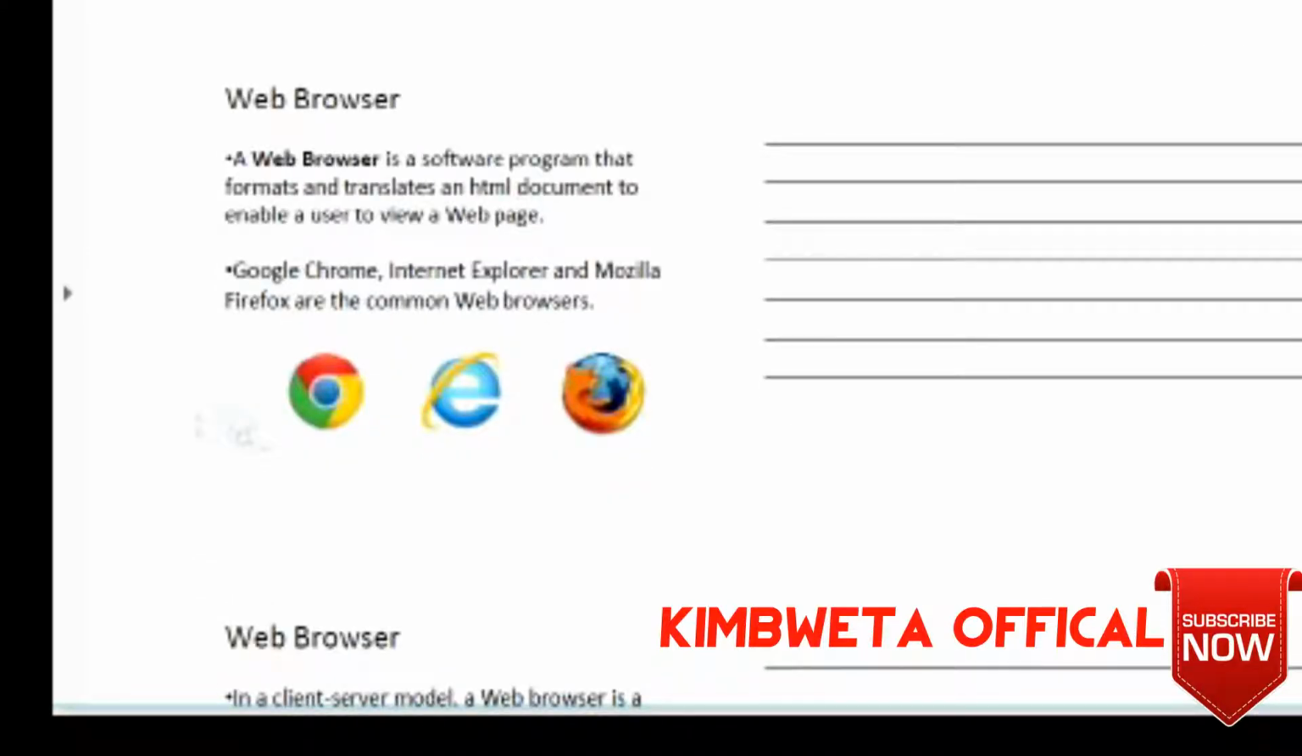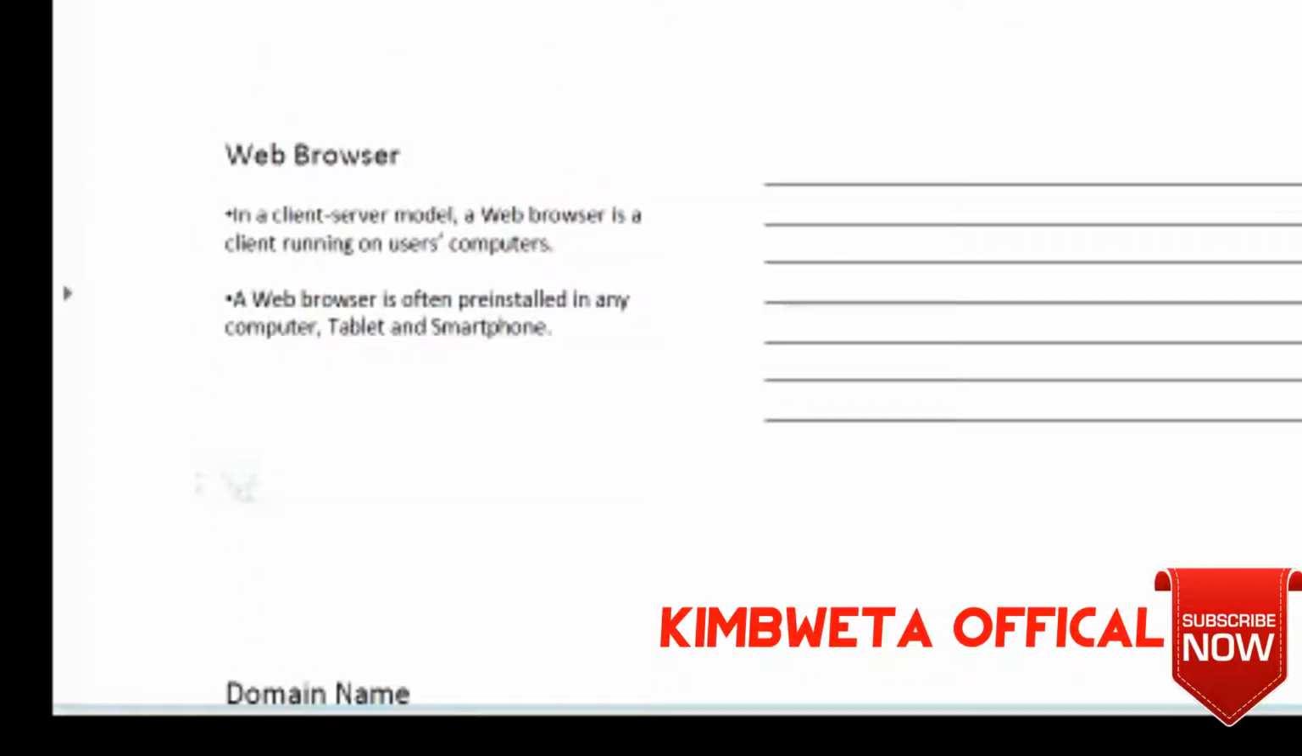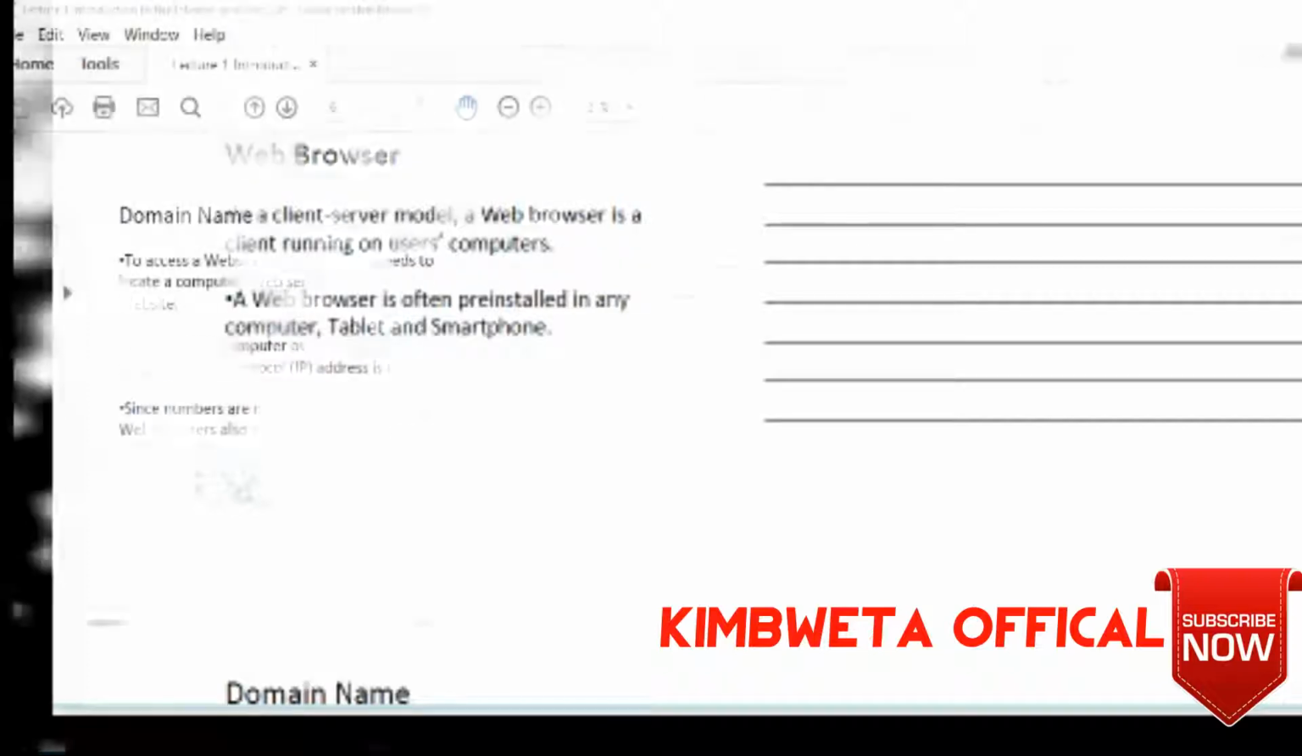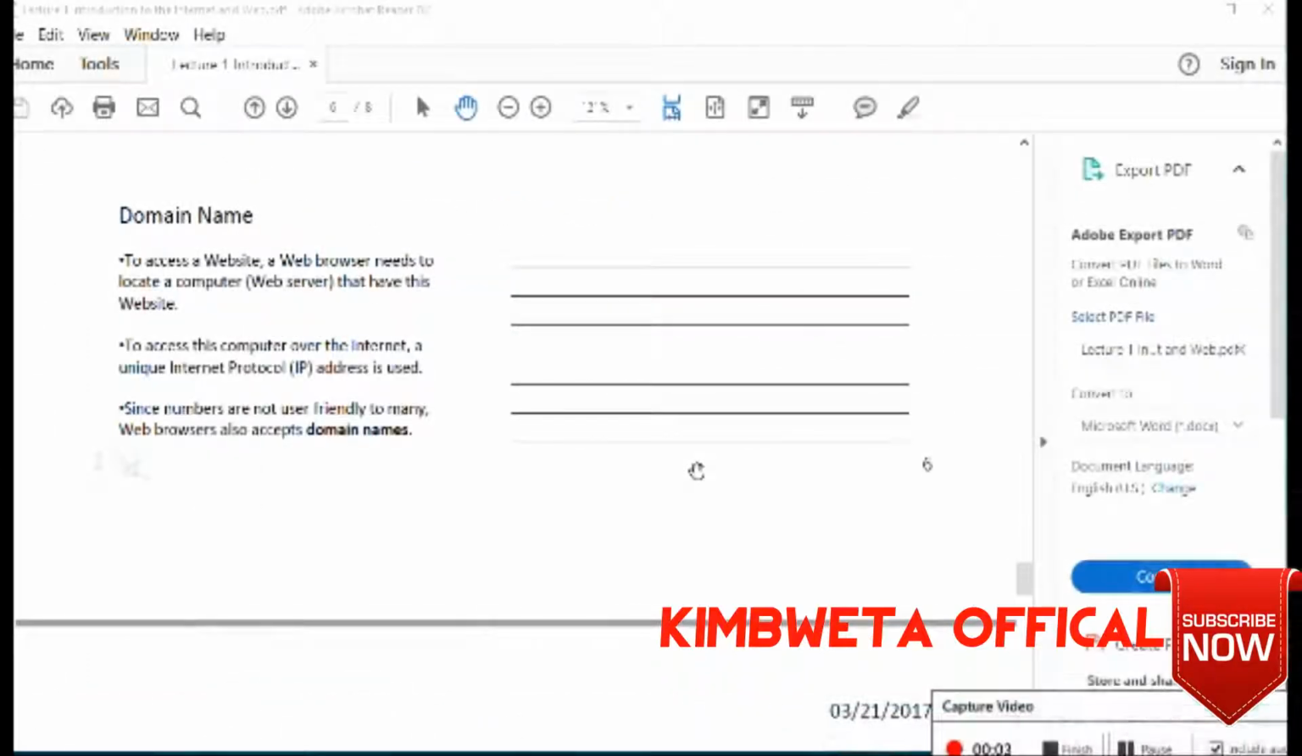So let us look at another thing. There's the web browser, another important thing. This web browser is a software which translates the HTML documents in such a way that the users are able to view the web page. So it acts like a compiler in this case. And there are different web browsers, as we know, Firefox, Internet Explorer, Mozilla, and things like that. Okay, so we just saw the web browser. We're going to continue to see some few important things in the web.